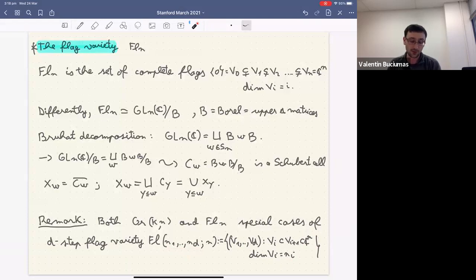And to get back the objects we mentioned before, so to get back the Grassmannian, one has to take d equals 1 and n1 equals k. And to get back the full flag variety, one has to take d equals n and ni equal to i.